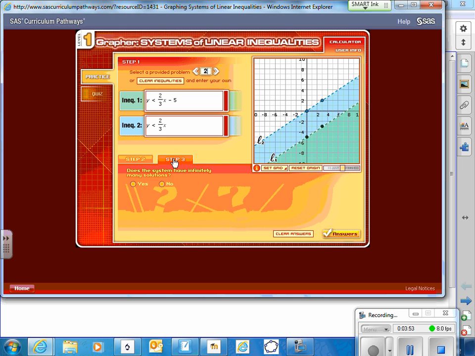So if I click on step 3, it says, does the system have infinitely many solutions? Yes. According to the graph, does the solution contain these points? Negative 6, negative 9. Negative 9 is right on the dotted line. So I will say no, because it's dotted. It does not include the line. 9, comma negative 5. Well within the turquoise region, yes.